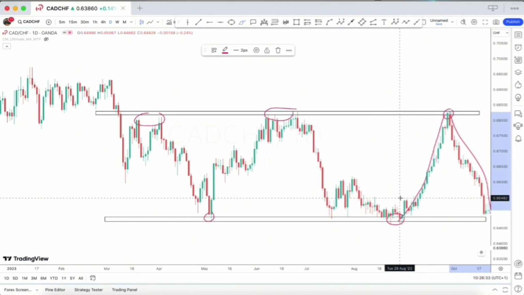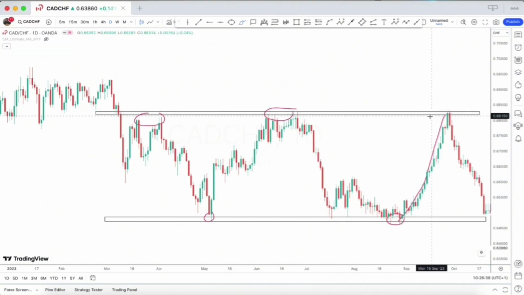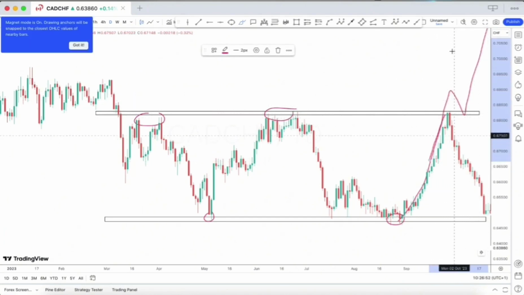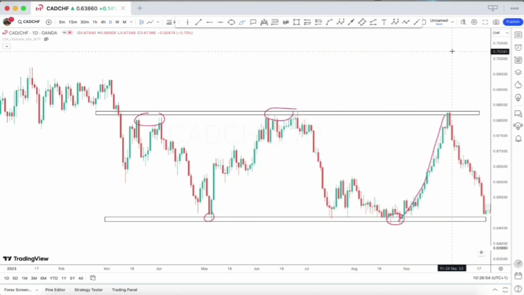And one thing many traders do is that once price gets to the resistance, they start selling immediately. You have to wait for confirmation, because we are not sure if price is going to continue in this direction, or if price is just going to break through, retest and then continue. So we always have to wait for a confirmation before we place a trade.